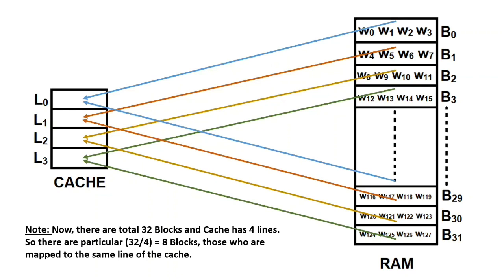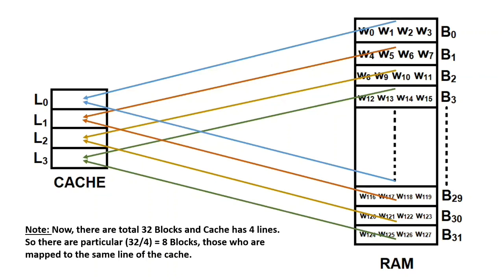Now, why does this actually happen? Here the formula is L equals K mod N, and the number of lines present inside the cache is 4, that is N equals 4. So mod 4 will result in either 0, 1, 2 or 3, nothing except these.